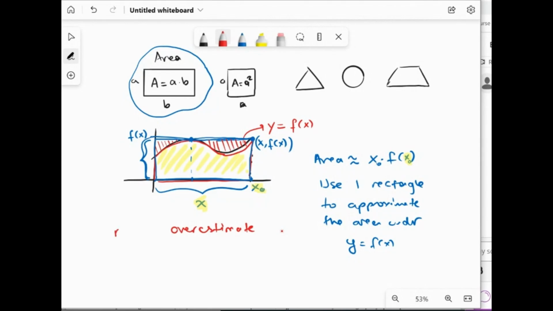So this rectangle overestimated the area we are looking for. We are looking for only the yellow area, and if we use a rectangle, the rectangle is larger, so it's going to overestimate. Okay, so what can we do? How can we improve it?